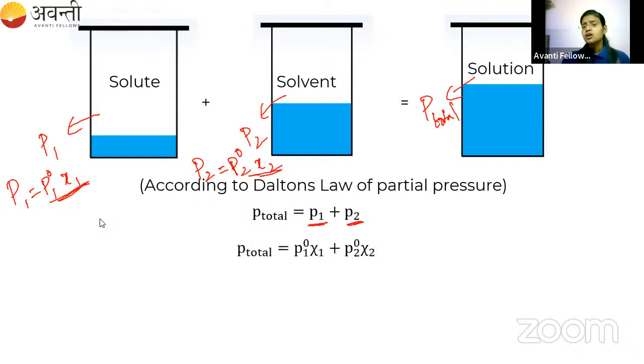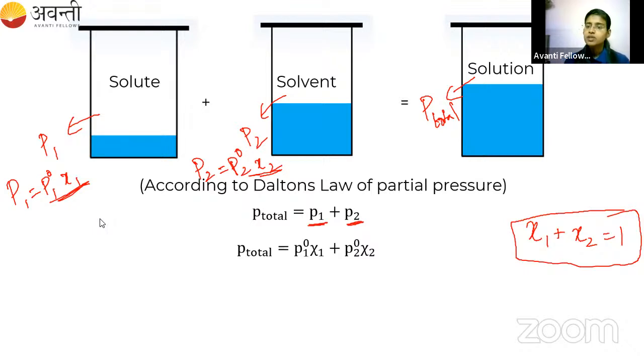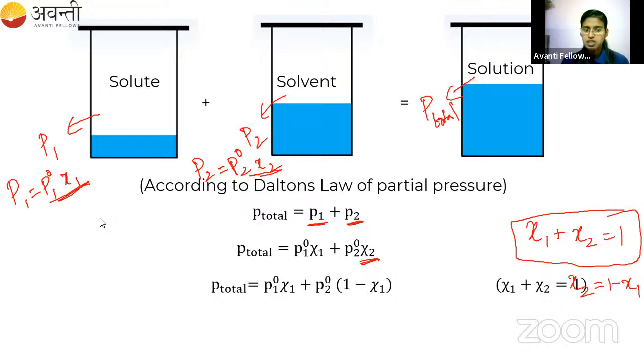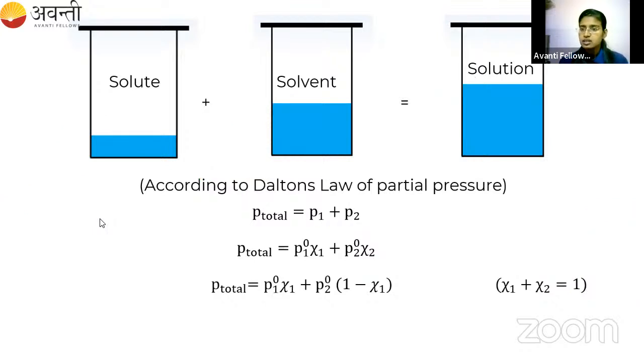Now, while discussing the concentration terms, in mole fraction concentration term, I have told you that the sum of the mole fractions will be equal to 1. Do you guys remember that statement? X1 plus X2 will be equal to 1. From this, I am going to take X2. X2 is equal to 1 minus X1. In place of X2, I can substitute 1 minus X1 and the expression will become like this. Okay. Clear up to this? Students, any doubt till this? All of you can understand till this equation, right?